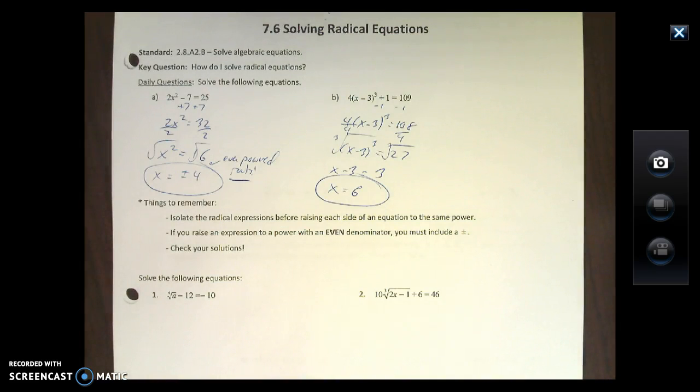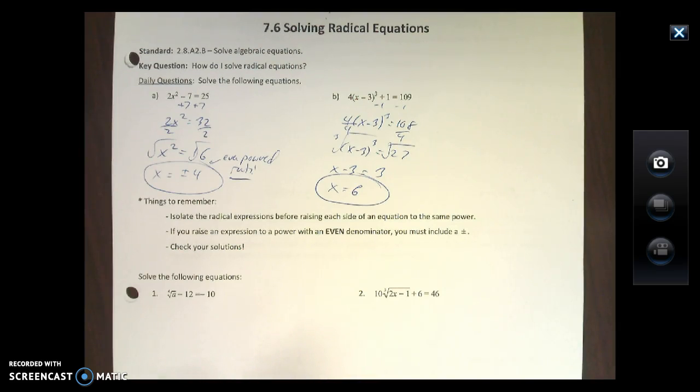Okay. This leads right into what we're doing today. Things to remember. Isolate the radical expressions before raising each side of an equation to the same power. If you raise an expression to a power with an even denominator, you must include plus or minus. And check your solutions. So the same rules apply as before. We're just doing it with higher order, like 4th root, 5th root, and so on.